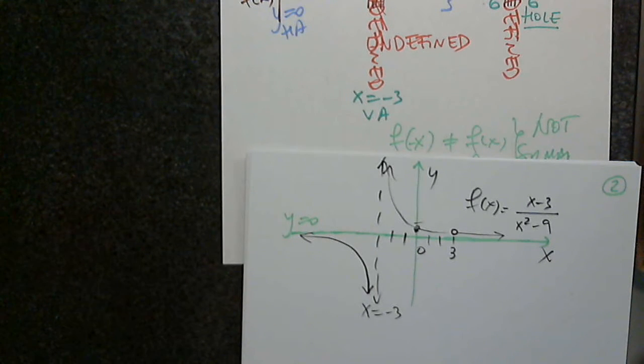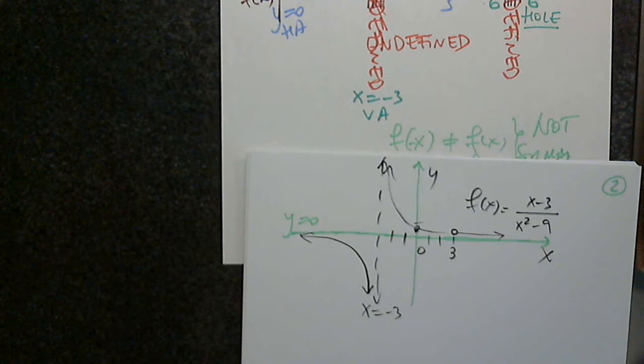But it's not a vertical asymptote, because a vertical asymptote means the left and right, the function has to go to infinity or negative infinity. And it's not doing that. The function just has a little hole in it at x equals 3. Why? Because the factor disappears. Otherwise, it would have had a vertical asymptote at that point.